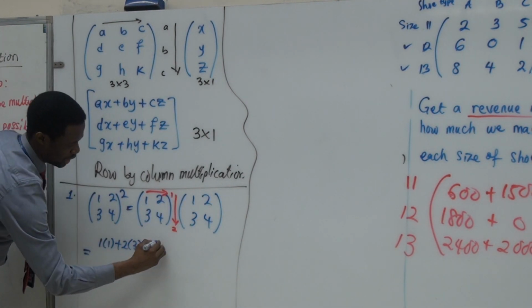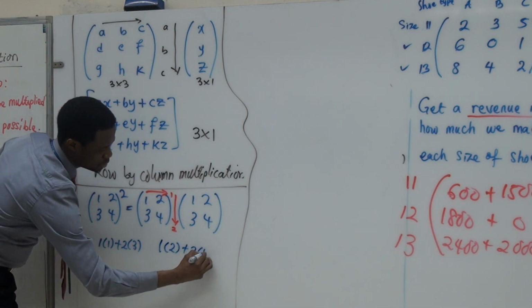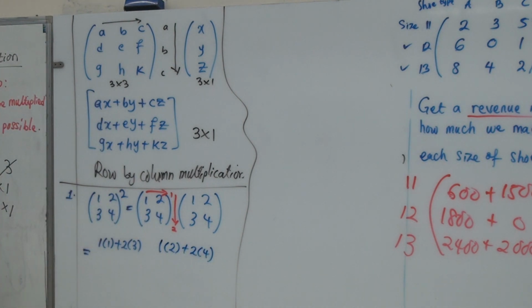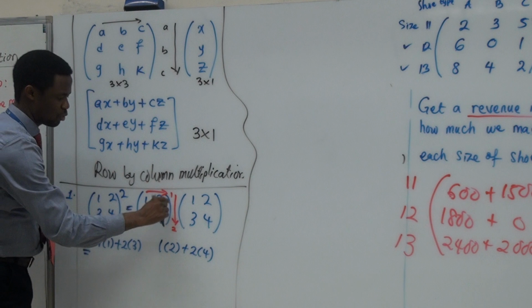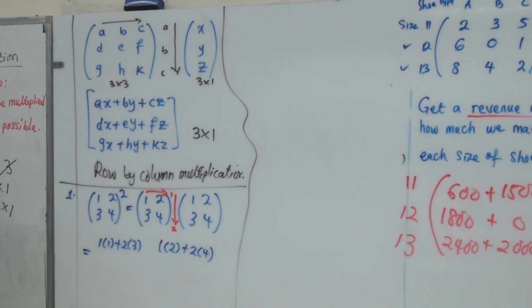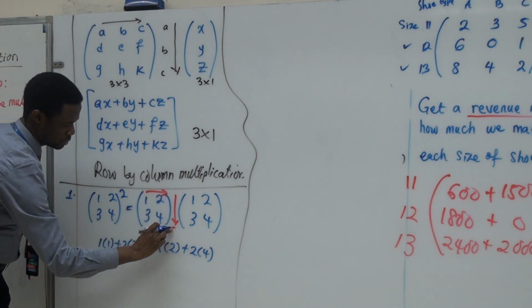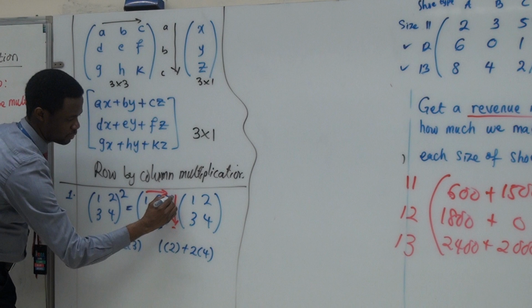Then that would be 1 times what? 2 added to 2 times 4. Please talk to me. You have to say something, otherwise you won't really get it faster. So now, 1 and 2 has completed all the possible columns to multiply. Then next we take 3 and 4. So the same arrow now takes 3 and 4.